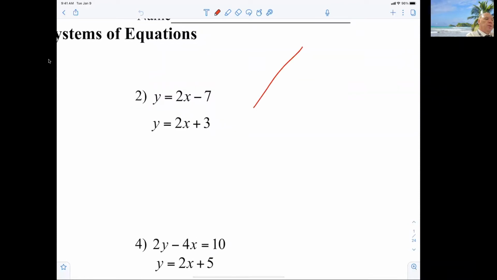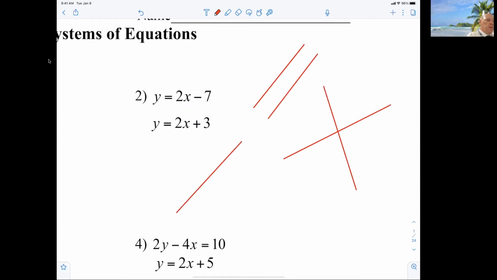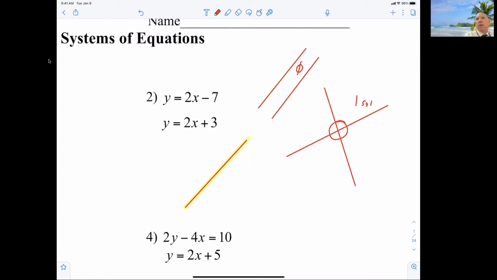Here are your possibilities. Here are parallel lines. Here's intersecting lines. And here is the same line. So how many solutions does intersecting lines have? 1. Why is it one solution? Yeah, there's one intersection. So parallel would be what? No solution, and the same line would be infinite number of solutions. All right, is everybody okay with that?